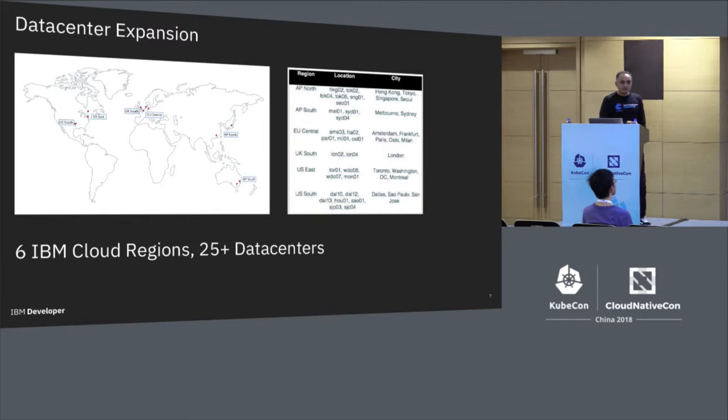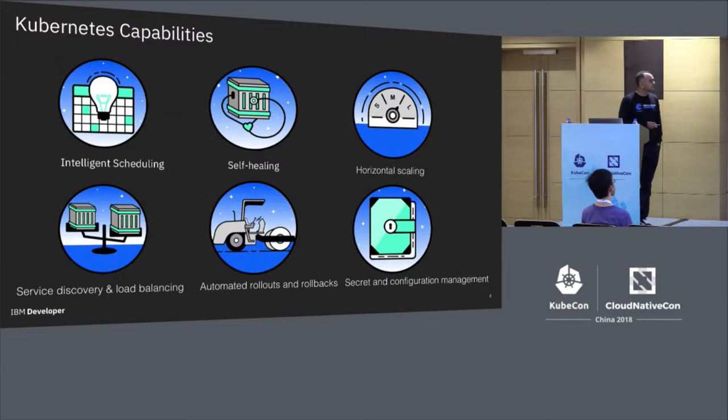And you can have a single zone cluster, multi-zone cluster. We'll talk a bit more on that as well. So IKS provides all these Kubernetes capabilities. These are the standard capabilities. I think we all know about them.